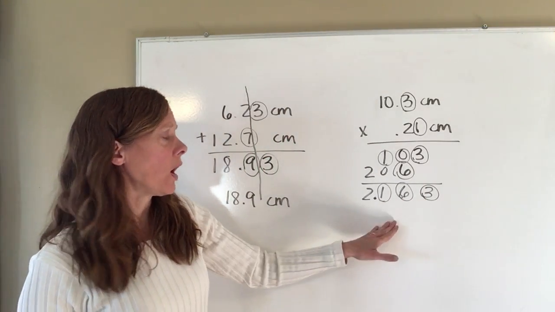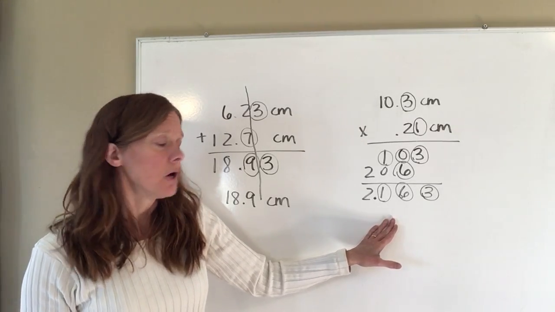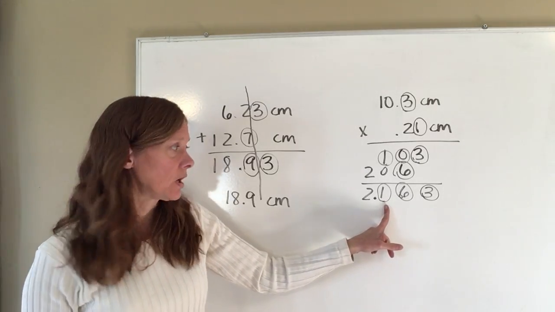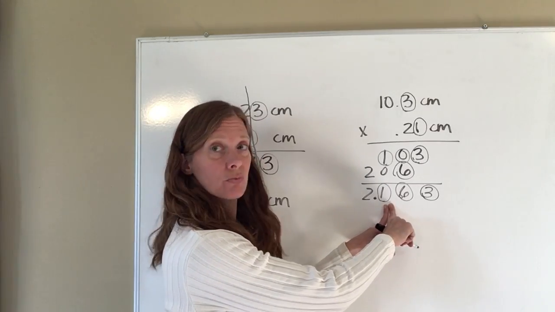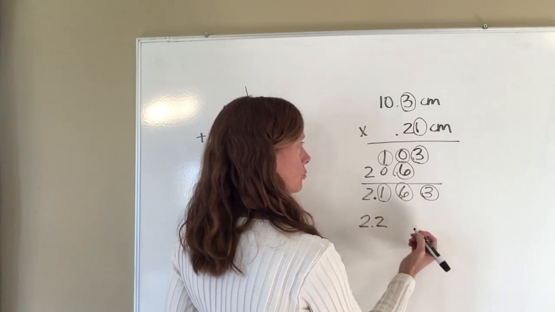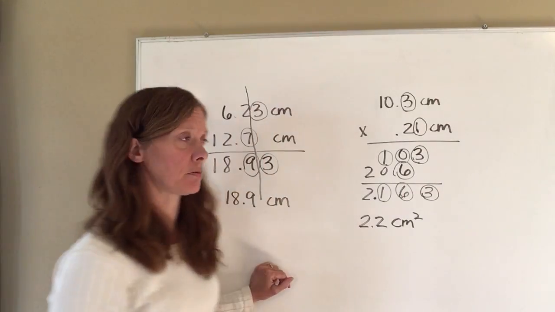So I'm only allowed to have one uncertain figure in my answer. So I have to say, well, this is going to be the only one I'm allowed to use. Now in this particular case, I had a 6 over here, so that's going to make this round up. So my final answer is going to be 2.2 square centimeters, because it's centimeters times centimeters.